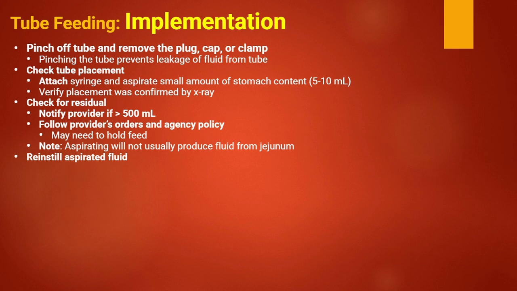Next, it's crucial to check tube placement before every feeding or medication administration. Many hospitals require the NG placement be confirmed by X-ray when initially placed. For a nasogastric or NG tube, attach a syringe and gently aspirate 5 to 10 milliliters of stomach contents. Observe the color and consistency. Gastric aspirate usually appears cloudy, off-white, or greenish, and measure the pH, which should typically be 5.5 or below if the tube is in the stomach.